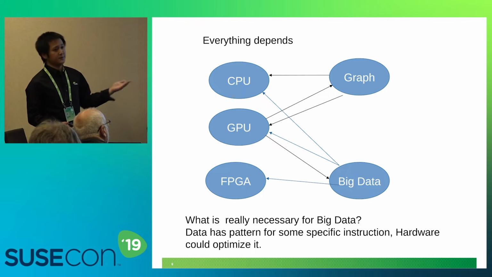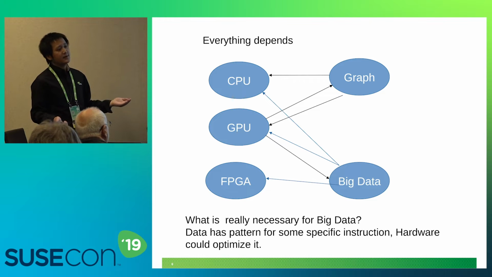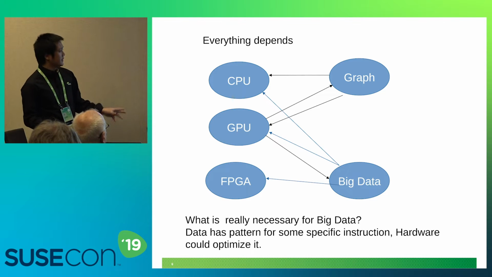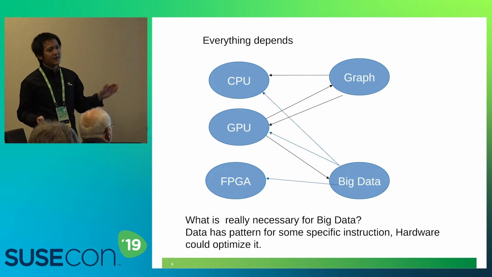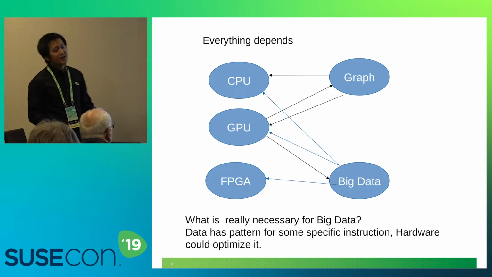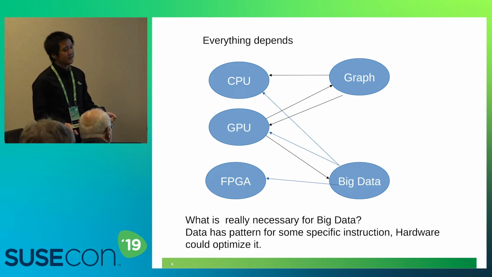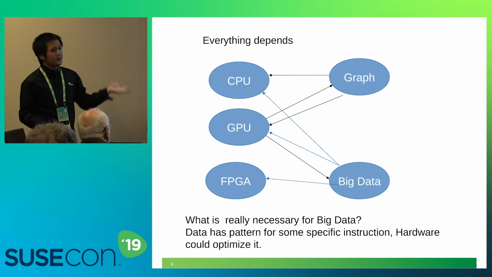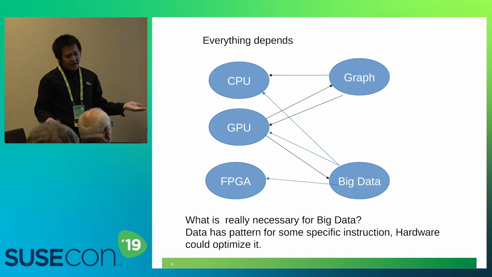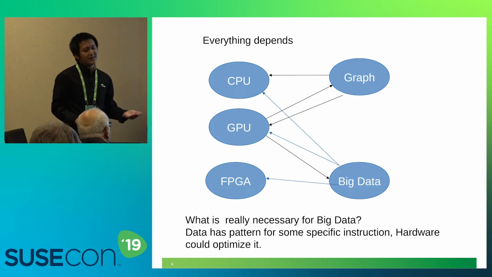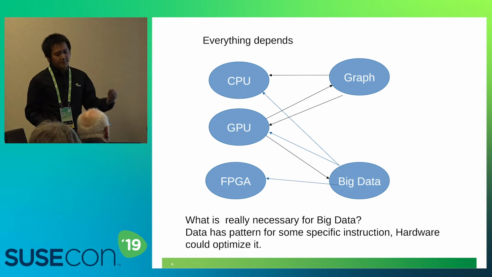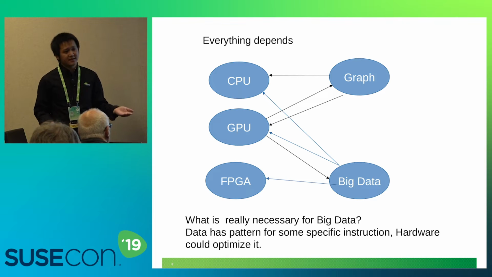And GPU shows to be super powerful because of its unified architecture. They put so many computing cores there. And also today there's the FPGA, this new concept, and different kinds of PU: NPU, neural processing unit, TPU, tensor processing unit. They can all do this stuff. The main idea is, why is it really necessary for big data and machine learning? That's because the data has a pattern for some specific instructions.